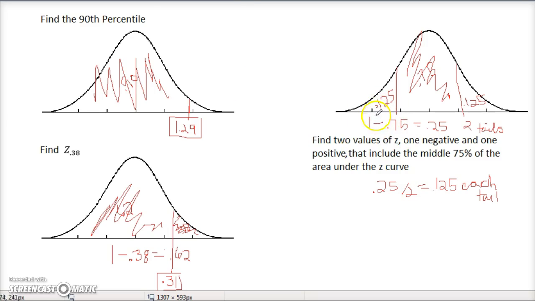So we want 1 negative and 1 positive. So the negative is negative 1.15, and the positive is 1.15. So that's our answer. And that concludes this example.